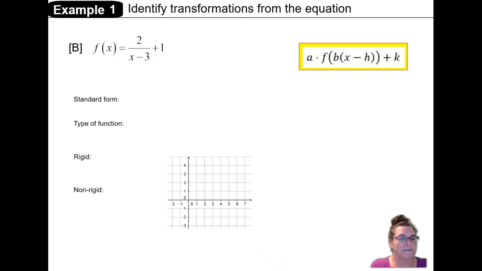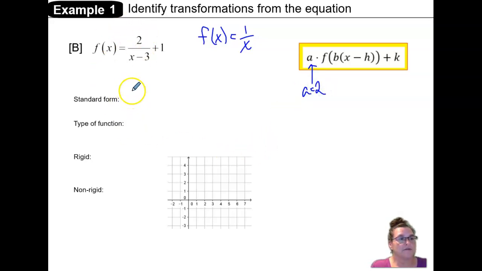Okay, so welcome back, and we're going to start by putting this rational function into standard form to match this transformation notation over here on the side. So remember that the parent graph of a rational function is f of x equals 1 over x. So that tells me that this 2 is actually my a, right? So here my a is equal to 2.